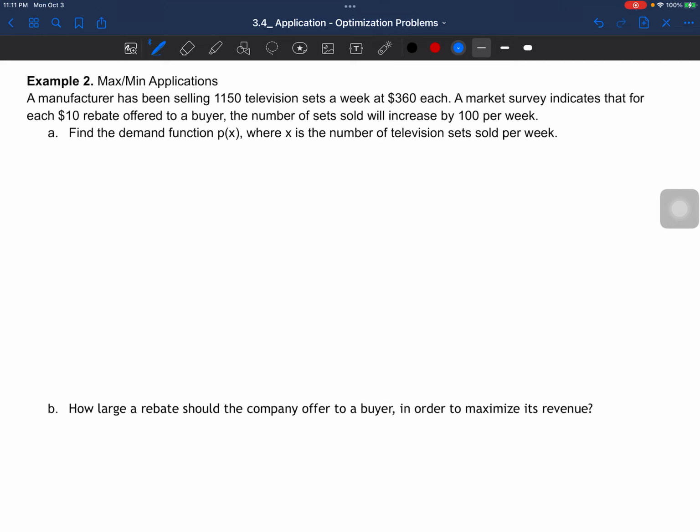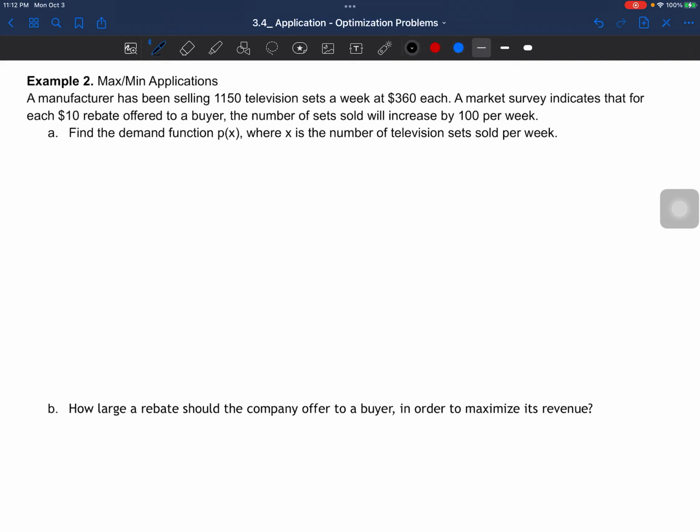per week. So a friendly reminder that P of x is the price value, right? Where x is the number of television sets per week. So in this example, we're actually gonna follow two types of problems, right? It seems like there is a linear correlation between the decrease of price and the increase of sales.